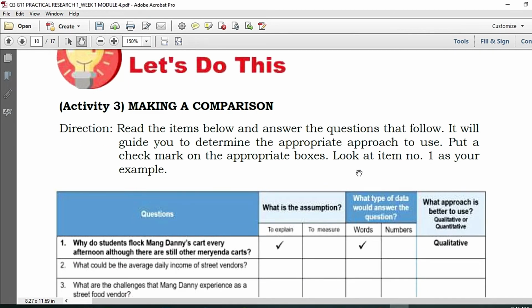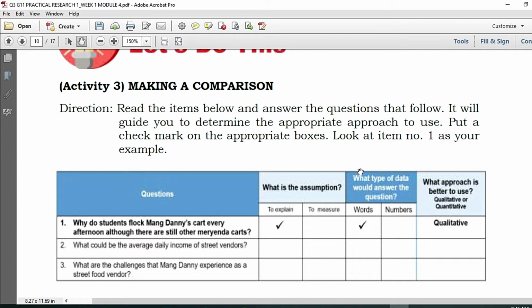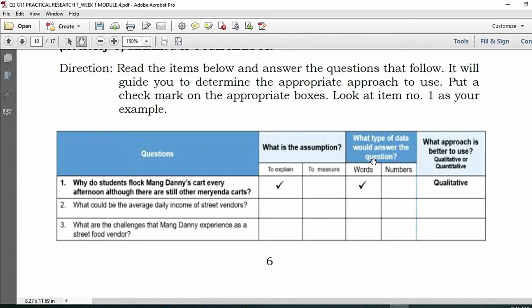Okay, let's do this activity. So making a comparison, using the activity earlier. Read the items below and answer the questions that follow. It will guide you to determine the appropriate approach to use. Put a check mark on the appropriate boxes. Look at item number 1 as your example. Okay, question: Why do students pick mangoes from the cart every afternoon, although there are still other mango carts? Okay, the assumption is to explain, what type of data is words, and what approach is better, that is quanti or quali. So this is quali. So this is an example.